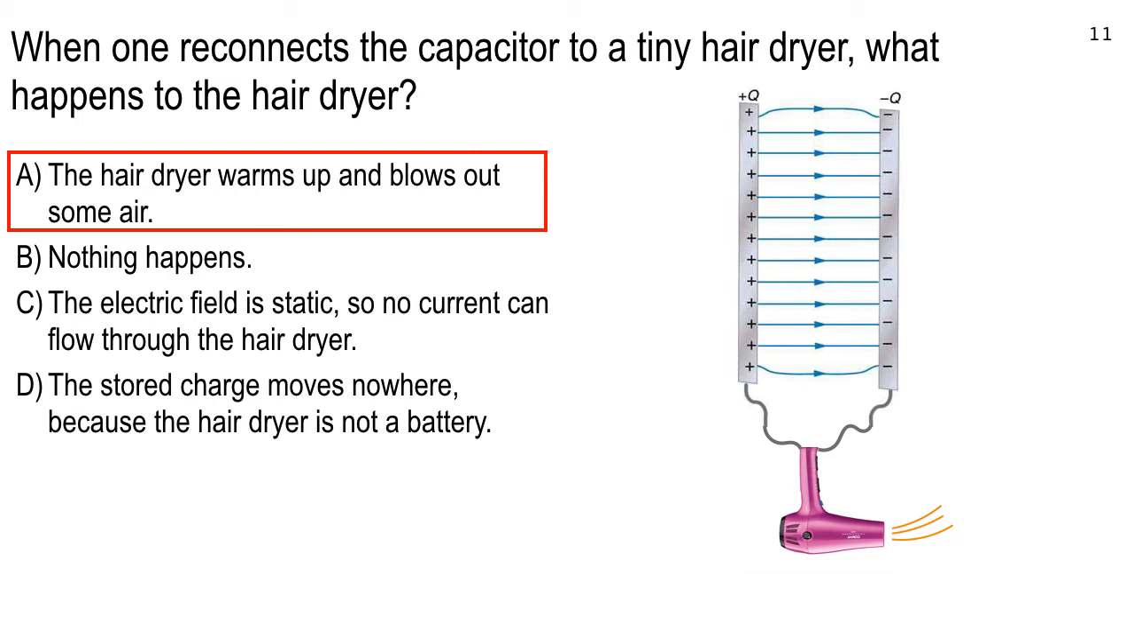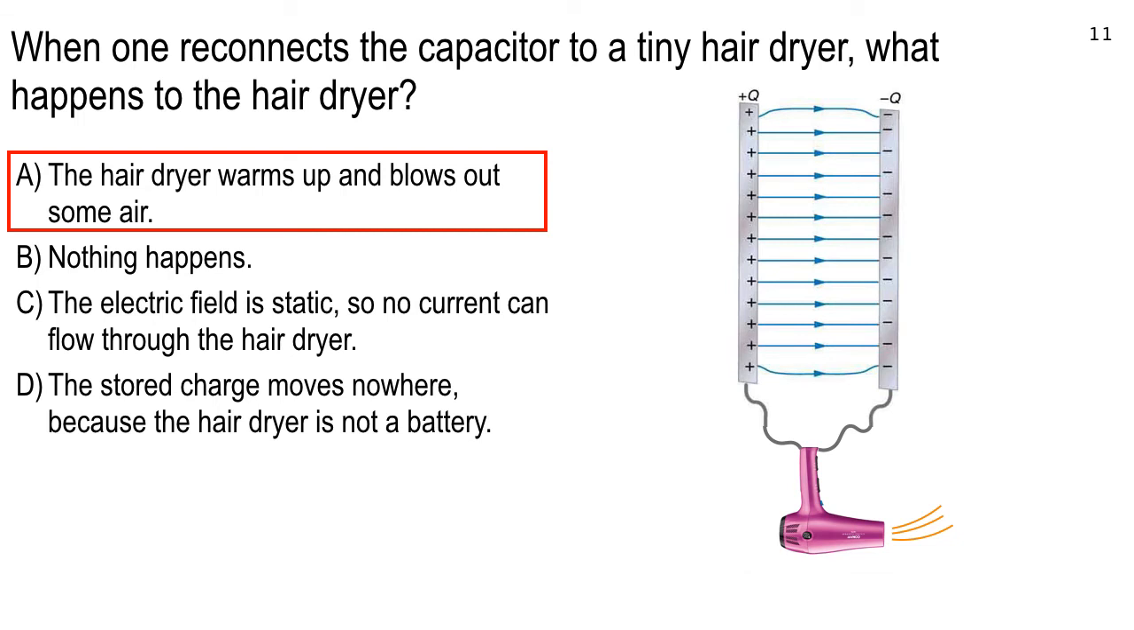Electric field is static, so no current can flow through the hairdryer. That's kind of a non sequitur because it's talking about the field inside the capacitor and current flowing through the hairdryer. Oh, did I say the word current? Yes. Go ahead and write that down as a vocabulary word.